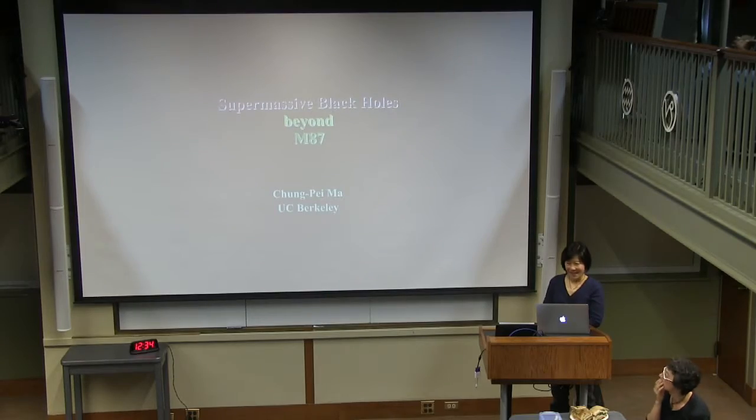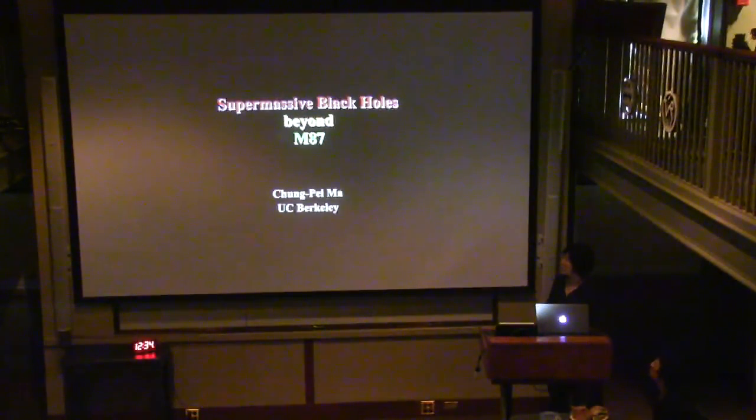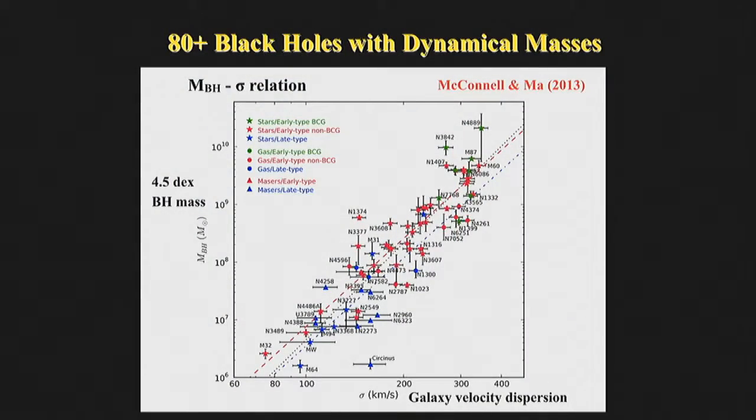Okay. Thank you. I'd like to give an update on supermassive black holes beyond M87, both in terms of distances and in terms of mass. So this sigma relation, which had been very influential, first established in the 2000s by different groups, shows the black hole mass over 4.5 decades of mass versus some host galaxy properties. It doesn't really matter what you show here.